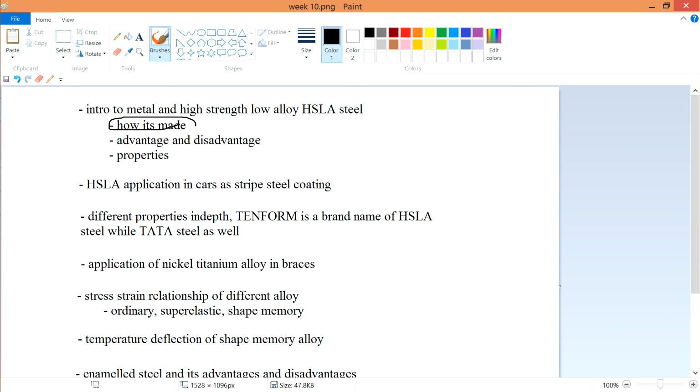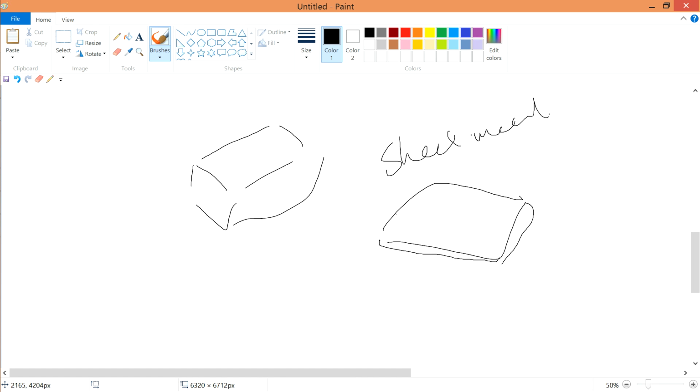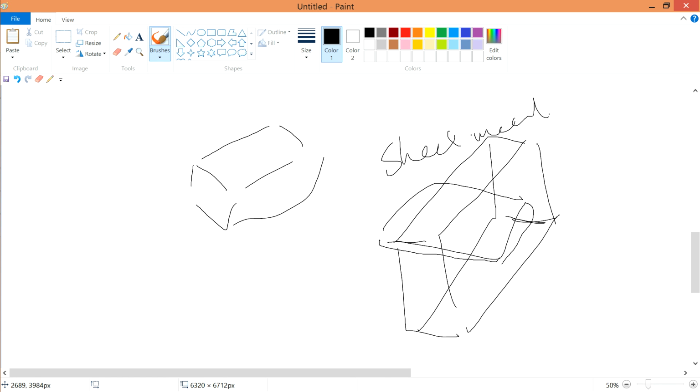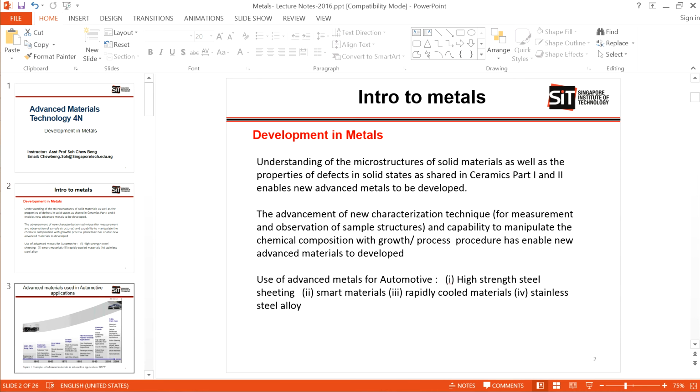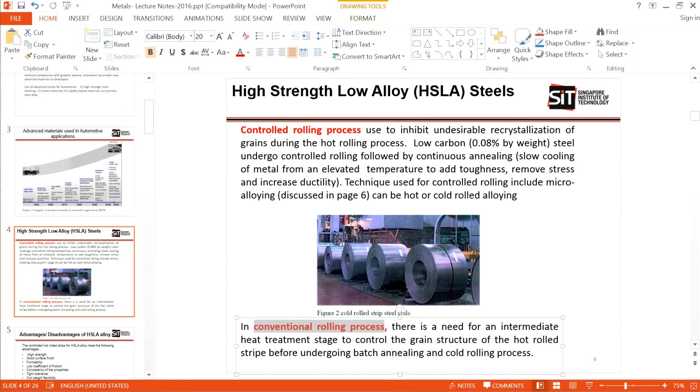So let's talk about how it's being made. This type of steel is made in terms of sheet metal. They come in a very thin sheet, and then they are preheated through a certain furnace. So maybe this is the furnace. They preheat to a certain temperature, so it's more on the temperature sensitivity. It's actually called a controlled rolling process, so it's different from the conventional rolling process if you think about it.